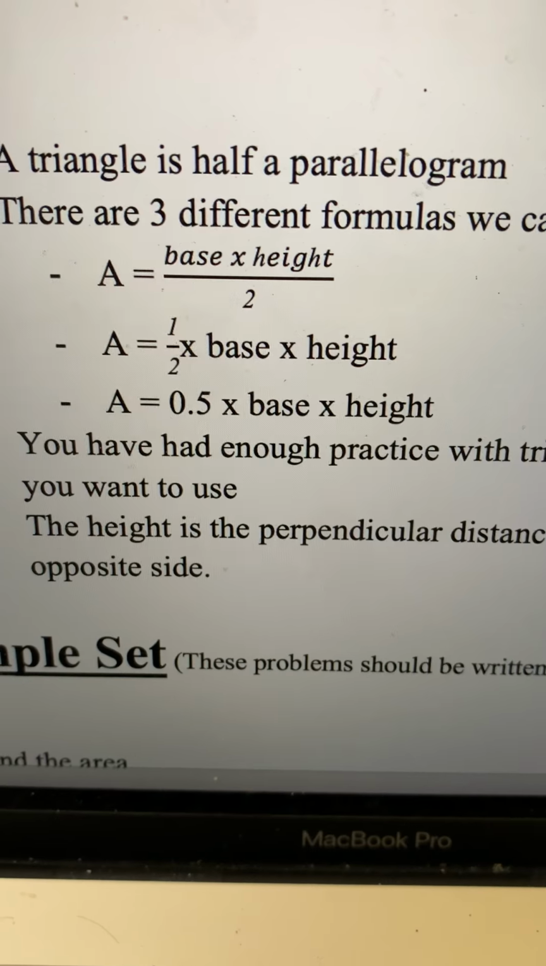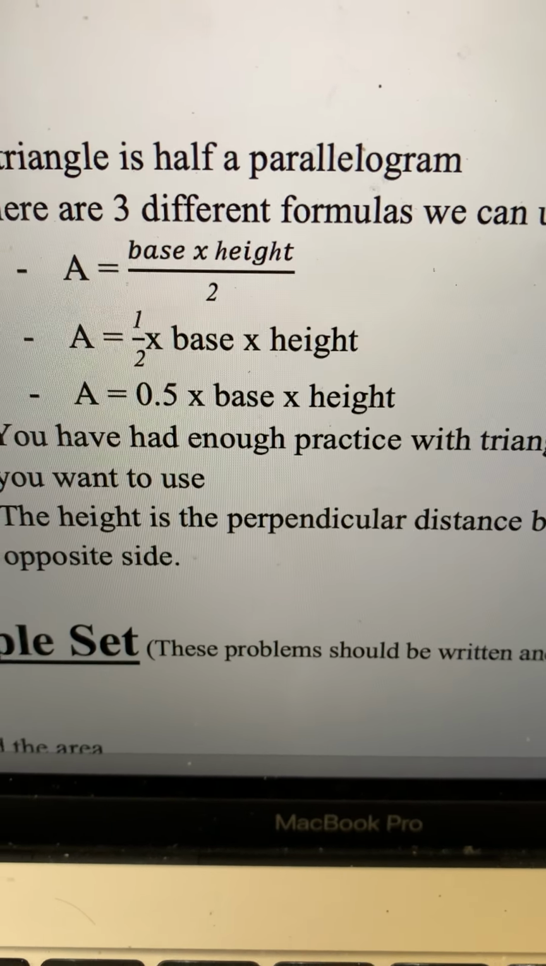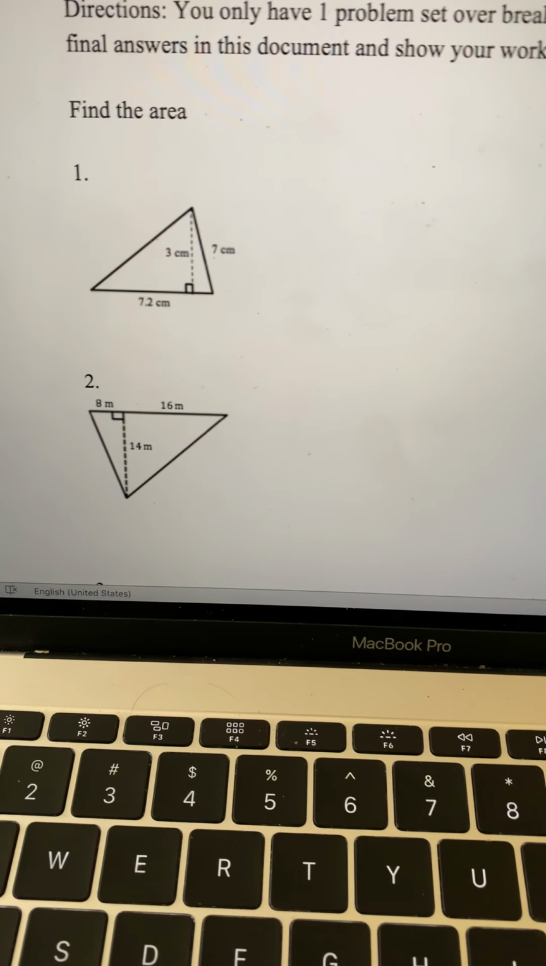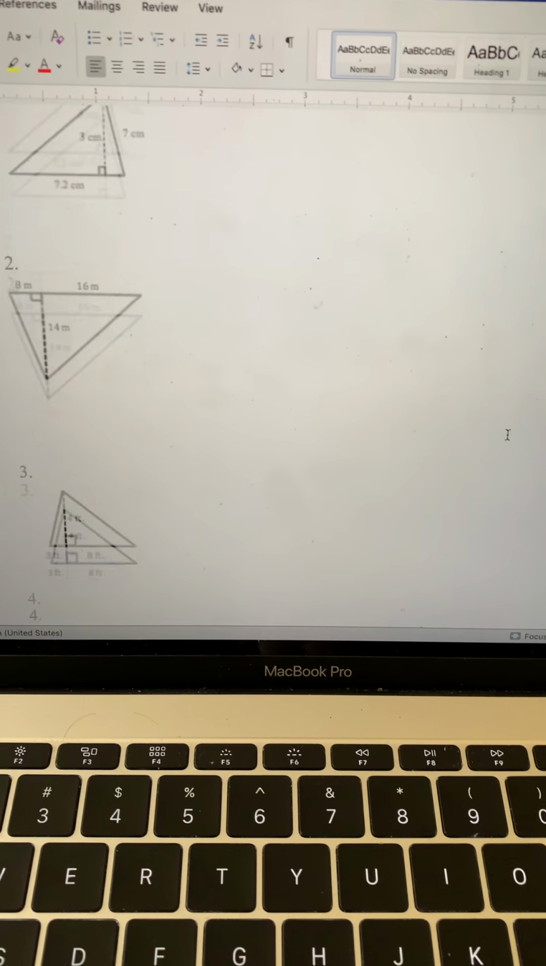Key for today is make sure that you're using the correct numbers for your base and your height, and you're being smart about which formula you should use. You're doing all 10 questions on your problem set, making sure you're hitting turn in when you're done turning in those questions, and then we'll go over the answers on Monday before we start our new lesson.